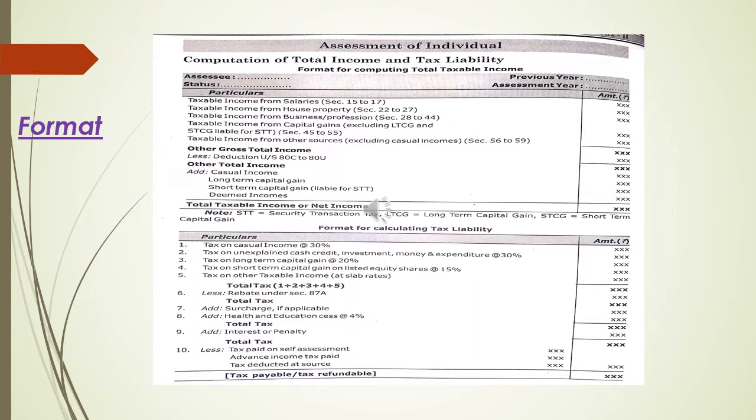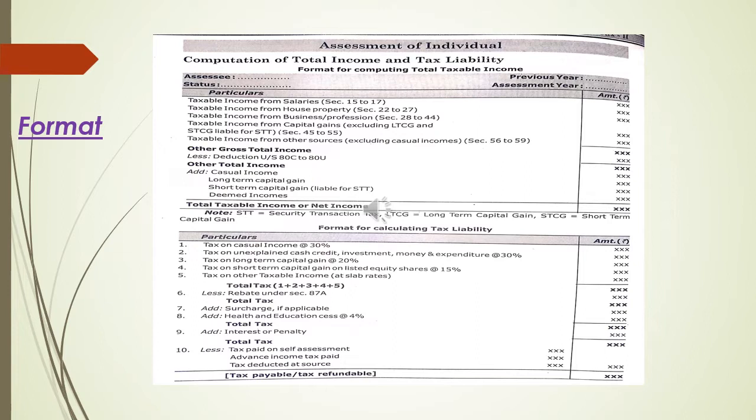Whereas under slab rate, which applies to individual assessees, up to 2.5 lakhs there is no tax, 2.5 lakhs to 5 lakhs there is 5%, 5 to 10 lakhs 20%, 10 lakhs and above 30%. This is called slab rate. That is the difference between the slab rate and the flat rate. So after applying this format, we will arrive at the total taxable income.